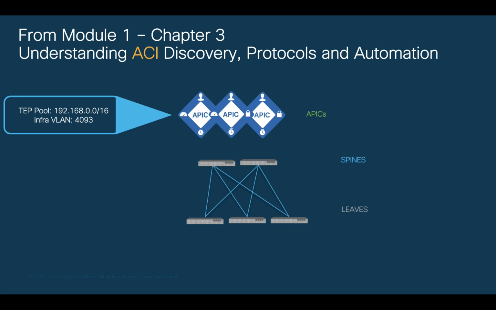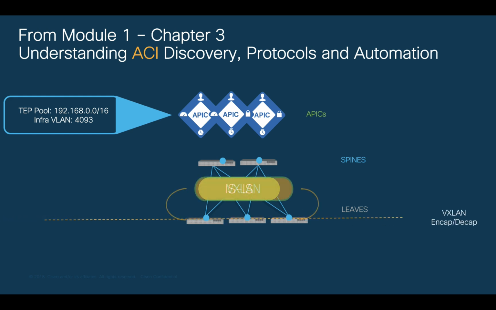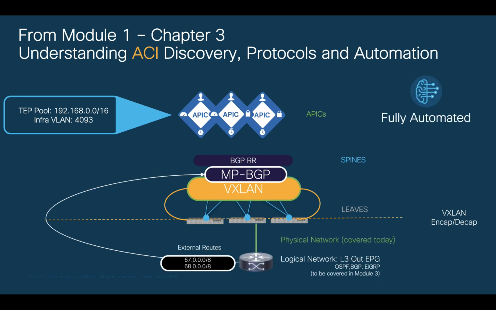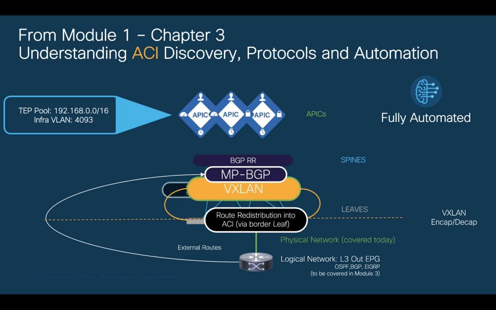In Module 1, we said that as part of the initial discovery and auto-provisioning, ACI automatically configures ISIS as the underlay protocol for VXLAN and MPBGP, with the spines serving as route reflectors, to redistribute routes coming from the outside into the ACI fabric. I wanted to remind you of this since it will be relevant today as we learn how to perform the physical network configuration when attaching routers and L3 connections to an ACI environment, and even more in Module 3, where you will learn the logical network configuration for Layer 3 connections through something called L3Outs.